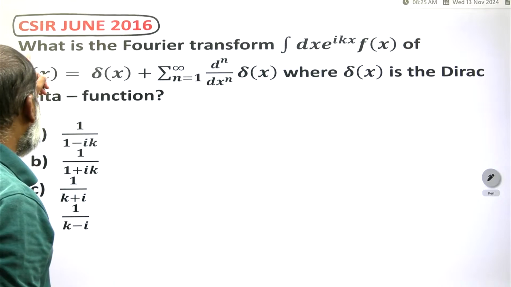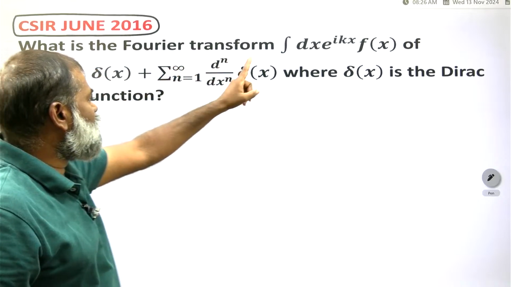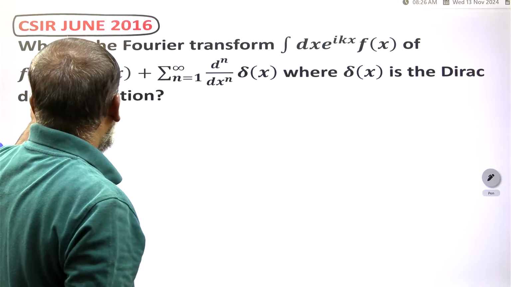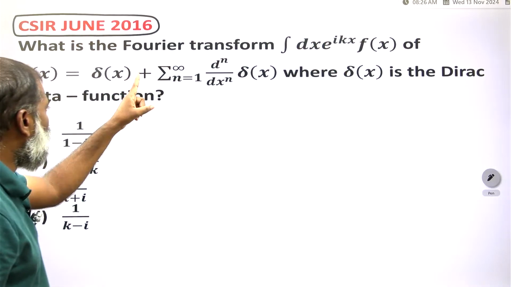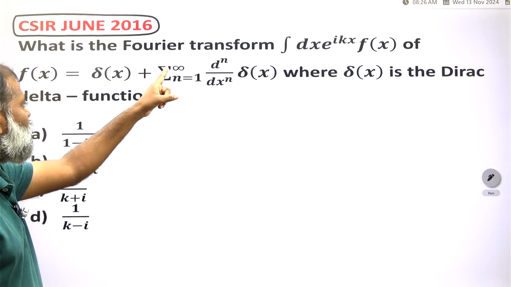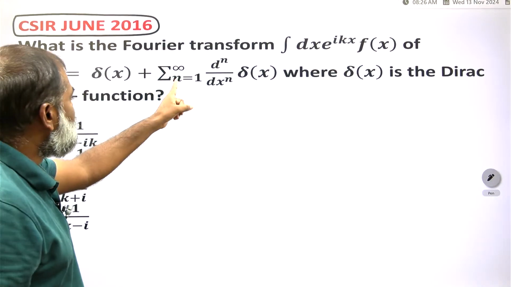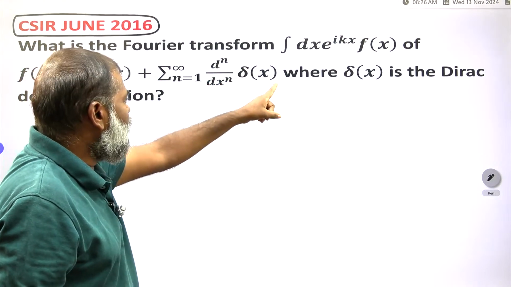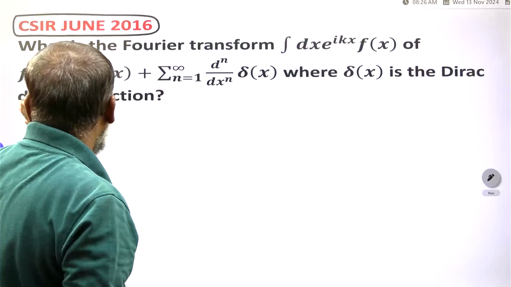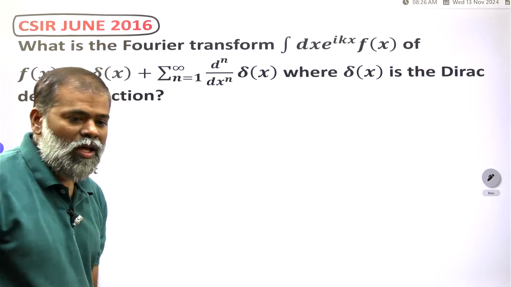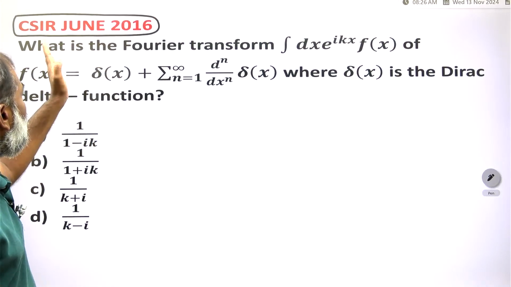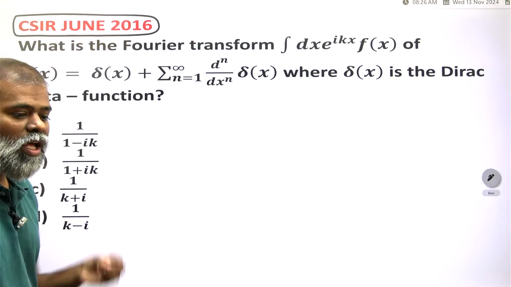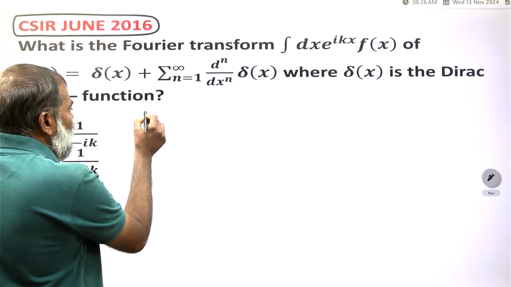CSIR June 2016. What is the Fourier transform of the integral dx e to the power ikx f of x, where f of x is equal to the summation n equal to 1 to infinity of d to the power n by dx to the power n of the delta function of x, where the delta is the Dirac delta function? This is the CSIR question, and CSIR people asked this question. First, you have to see what a Fourier transform is.